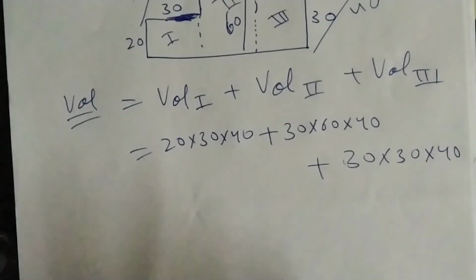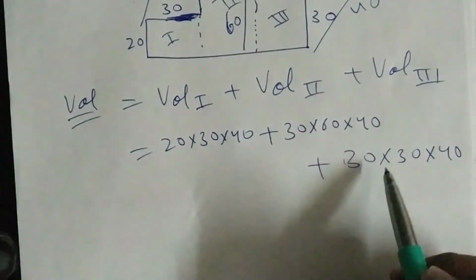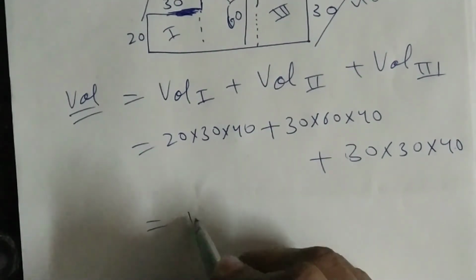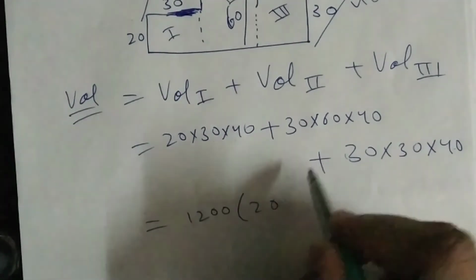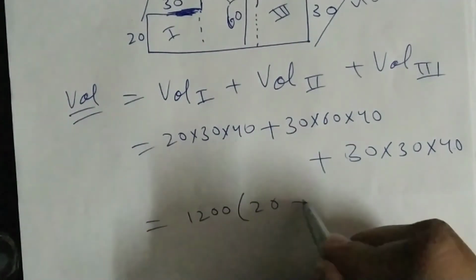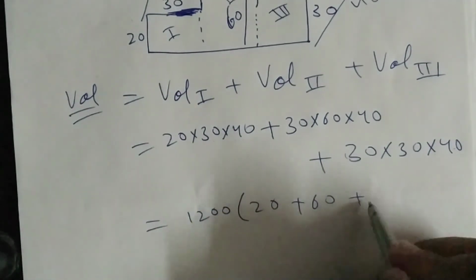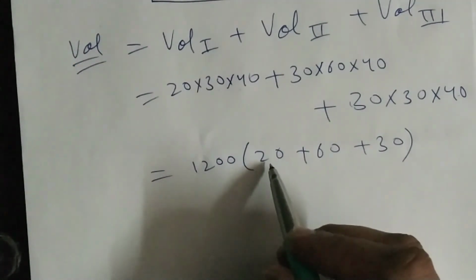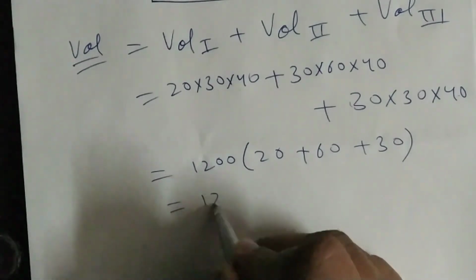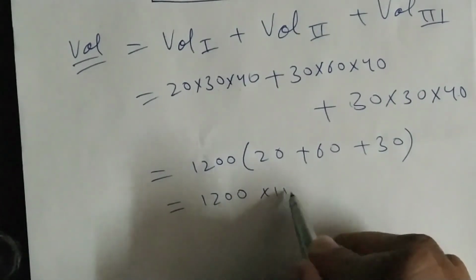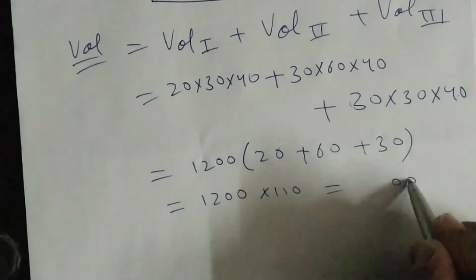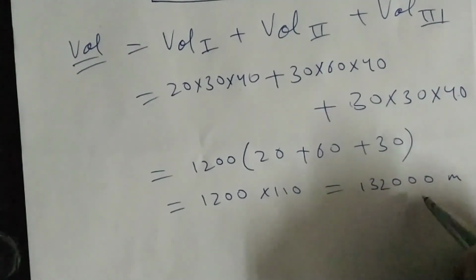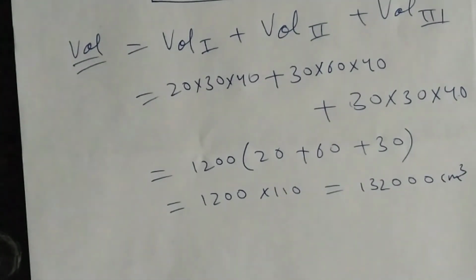So 30, 40 here, 30, 40 here, then here also 30, 40, so we will take 30 into 40 common. 30 into 40 is 1200, so here 20 left, here plus 60 left, here plus 30 left. You can also take 10 more common as you wish. So this is 110. So 1200 into 110 is 132000, 1 2 3 zeros, 11 into 12 is 132. So your volume is 132000 in centimeter cube. So this is your volume.